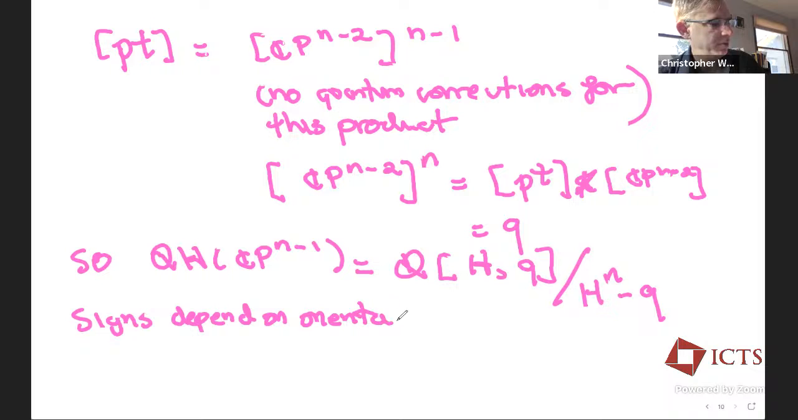So these moduli spaces are oriented moduli spaces of maps.